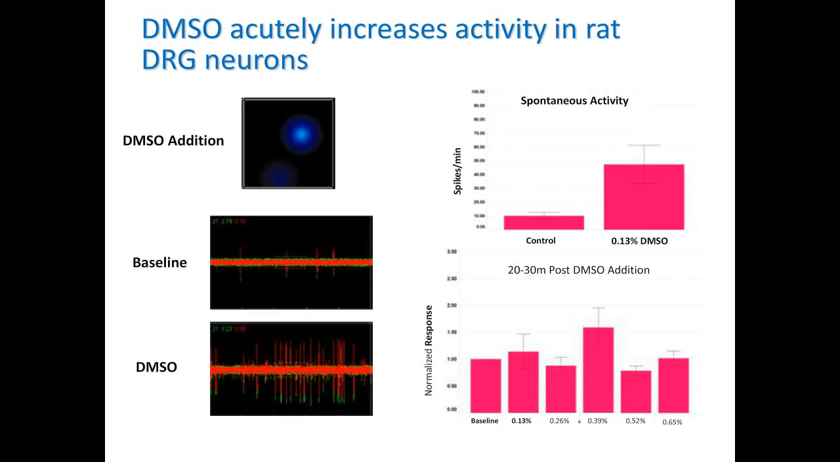One final thing I just wanted to note. A lot of the compounds that we look at, we do have to dissolve in DMSO. But what was interesting is DMSO itself can acutely increase activity, and you see that there as we add DMSO, we get a nice robust, albeit transient, increase in activity. But if you look about 20, 30 minutes post DMSO, and we did serial additions of different concentrations of DMSO, you can see that it does tend to return to baseline. So you can get a good read on the effects of compounds if you add in DMSO after about 20, 30 minutes.